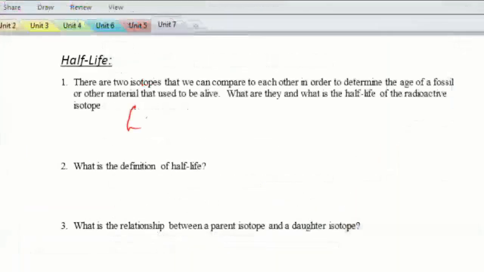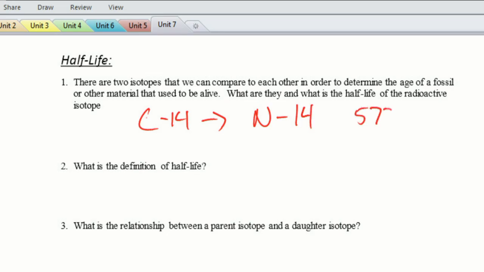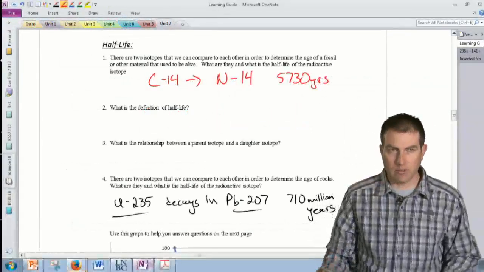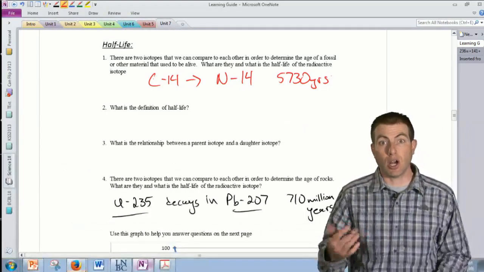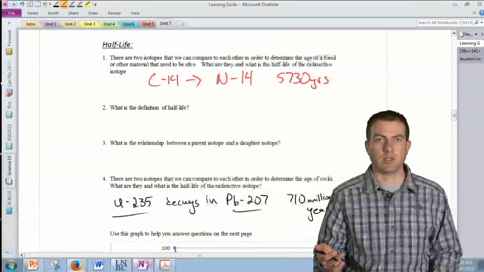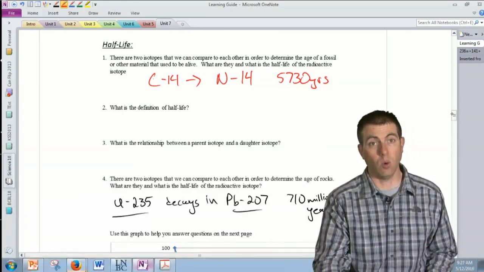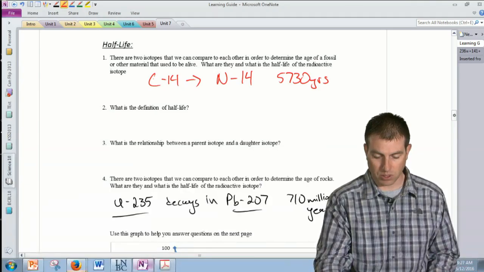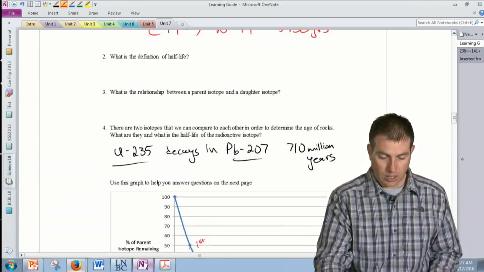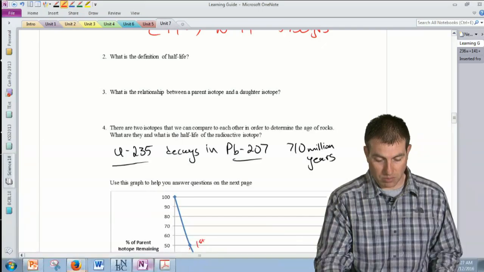So carbon-14 decays into nitrogen-14, and it takes 5,730 years. So that's kind of important. You can't use carbon dating in like a rock or something because rocks don't have a lot of carbon in them, and rocks are generally very old, so you're going to have to use something like uranium or something with a longer half-life. There are 2 isotopes that we can compare to each other to determine the age of rocks.